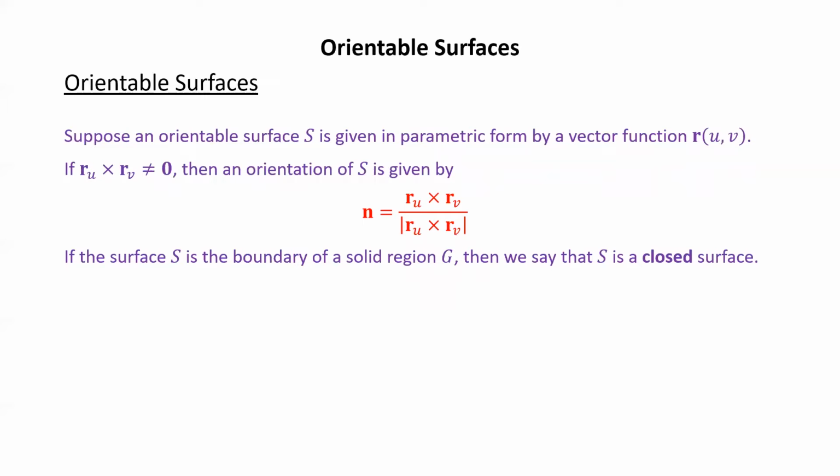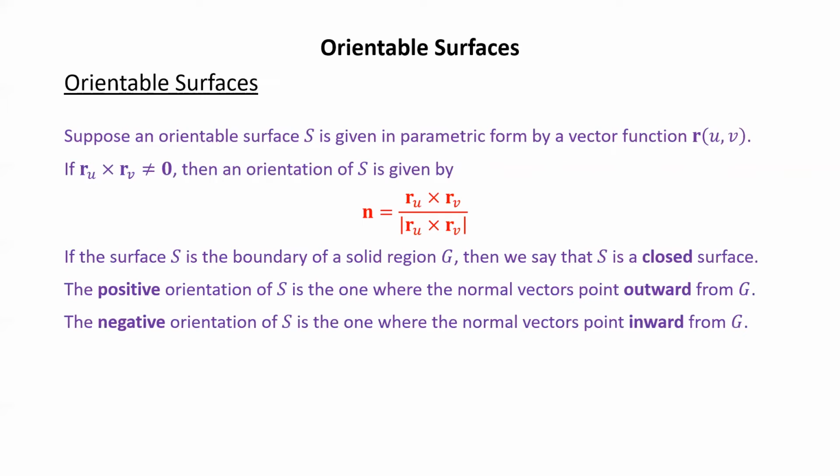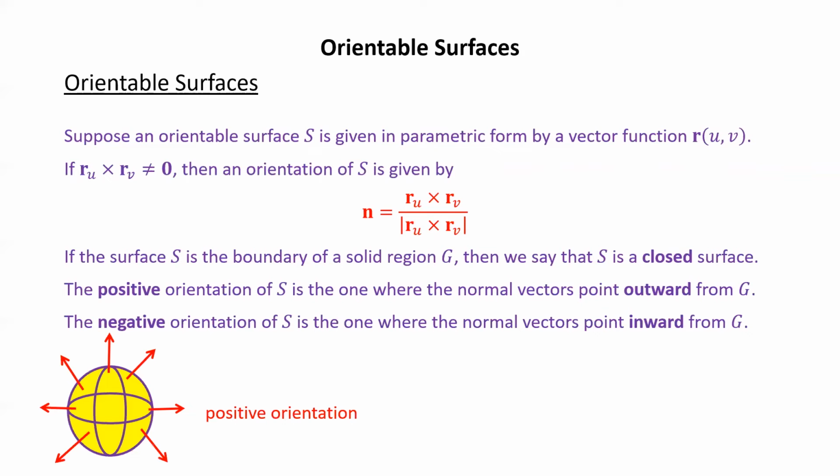If the surface S is the boundary of a solid region G, then we say that S is a closed surface. The positive orientation of a closed surface S is the one where the normal vectors point outward from G. The negative orientation would be the one where the normal vectors point inward from G. So here's a picture of a sphere as an example showing a positive orientation. Notice the normal vectors are pointing outward. And if we take the negatives of those, we get the negative orientation where the normal vectors are pointing inward.